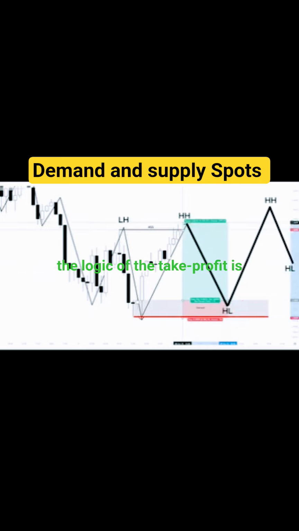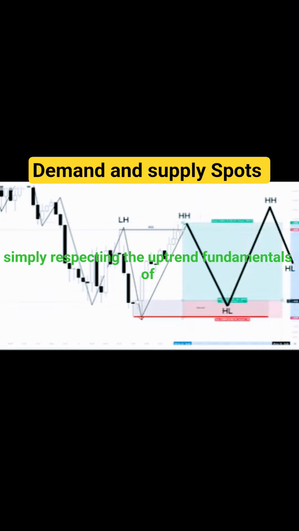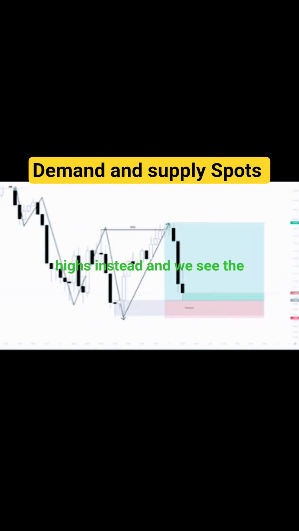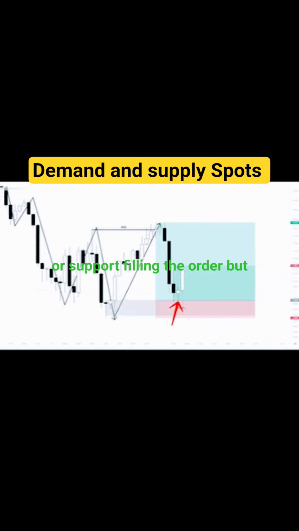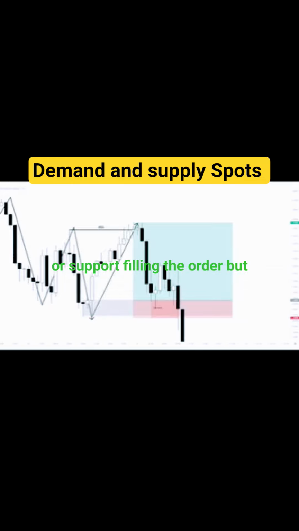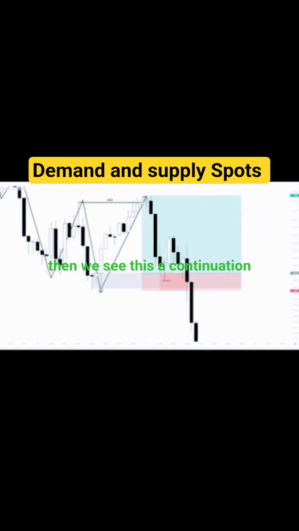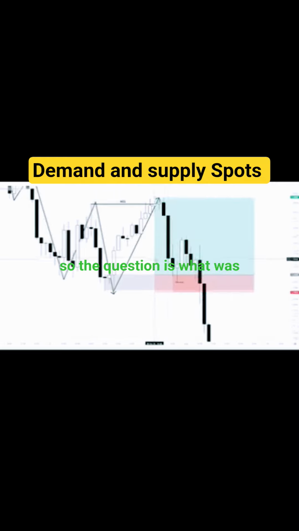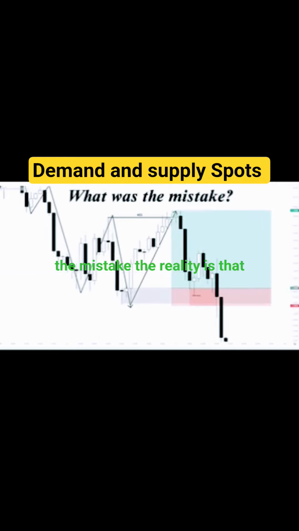And the logic of the take profit is simply respecting the uptrend fundamentals of repeated higher highs. Opposite to what we've had before, when we had lower lows. On uptrends we see higher highs instead, and we see the market pull back into the demand or support, filling the order. But then we see this, a continuation of the downtrend, stopping us out of the trade on a loss. So the question is, what was the mistake?